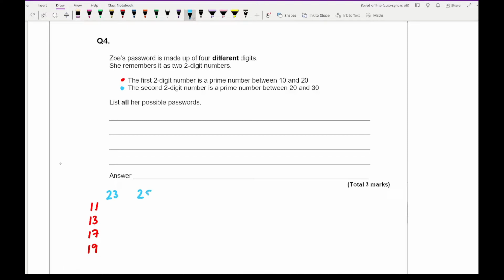So then from this, what we're going to do is develop our 4-digit numbers. So I've got 1123, 1129. Then I've got 1323, and then 1329, 1723, 1729, and finally 1923 and 1929.